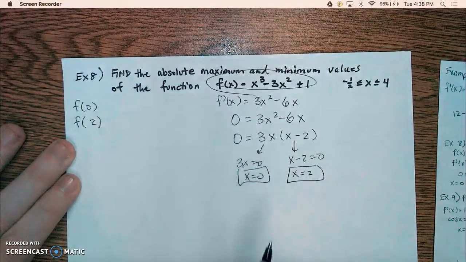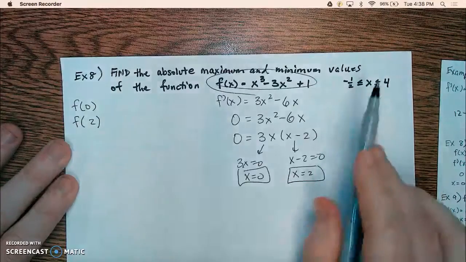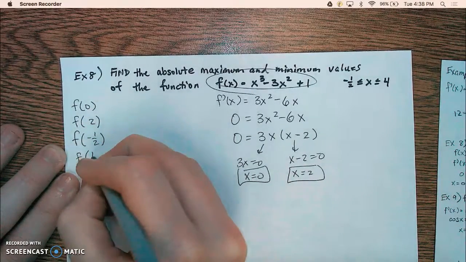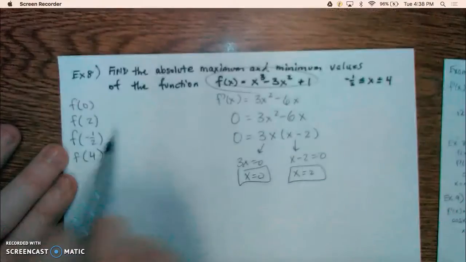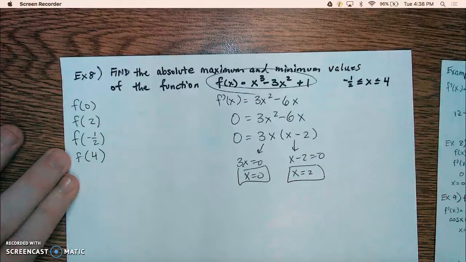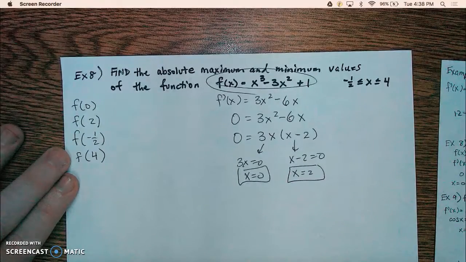And then we're also going to plug in our endpoints, whatever endpoints they give you, and see what their y values are. Whichever of these gives me the highest y value is your absolute maximum. Whichever of these gives you your lowest y value is going to be your absolute minimum.